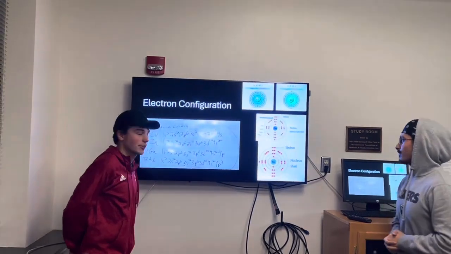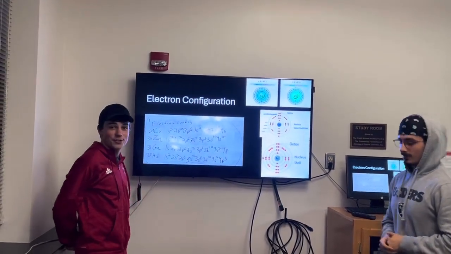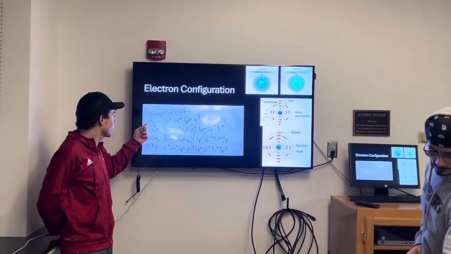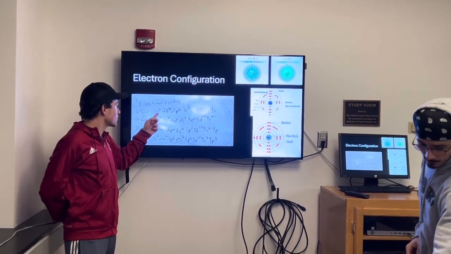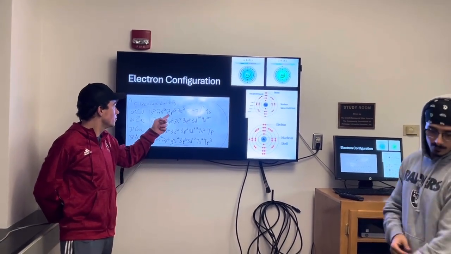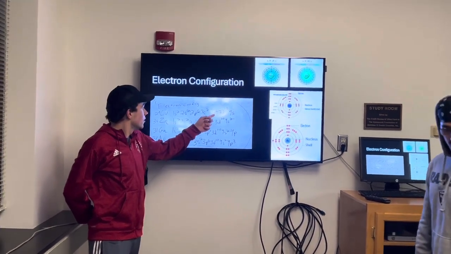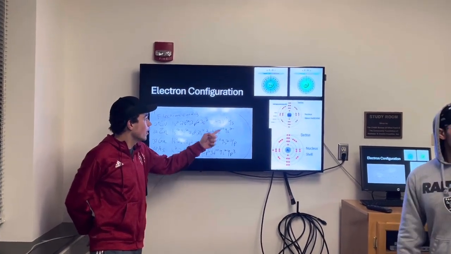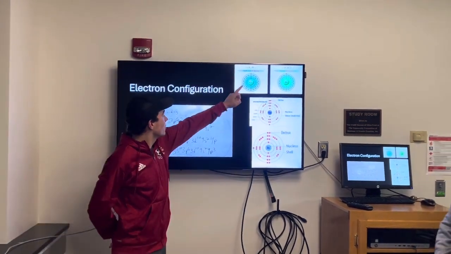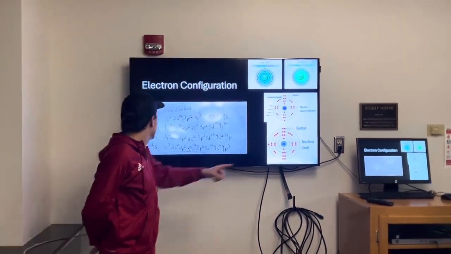Alright, so we're going to talk about the electron configuration. So right here, this is a copper electron configuration. It's 1s2, 2s2, 2p6, 3s2, 3p6, 3d10, and 4s. And then there's an example up here. This is copper. And then we go to zinc.